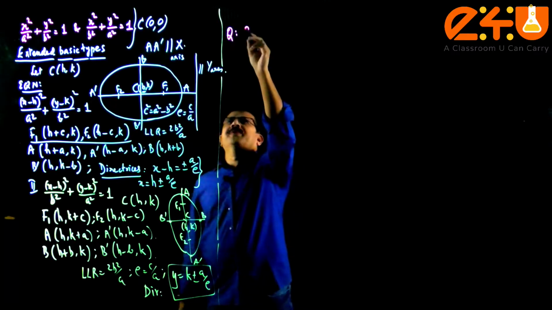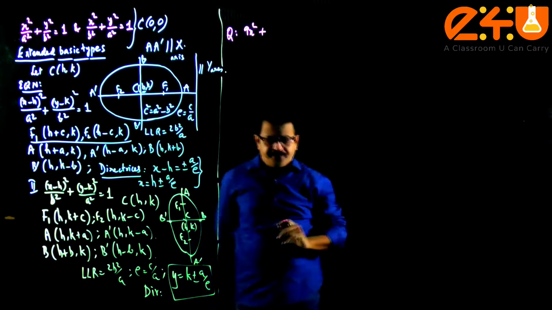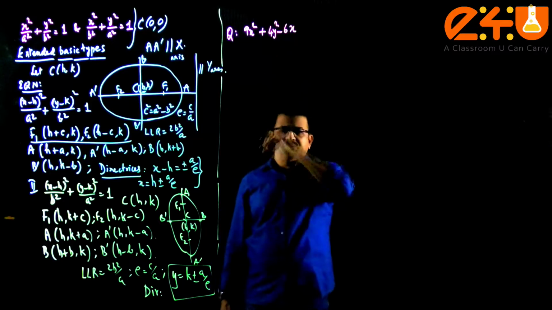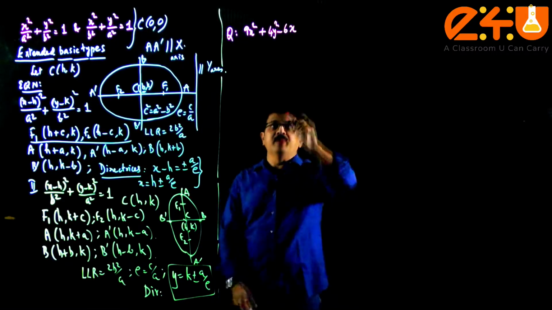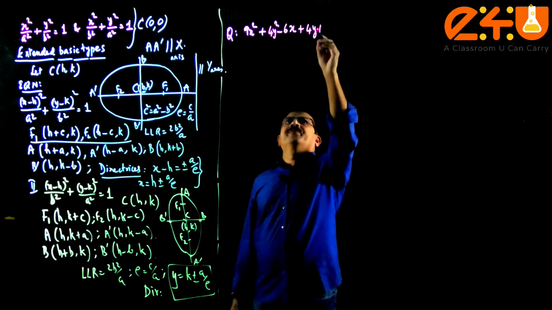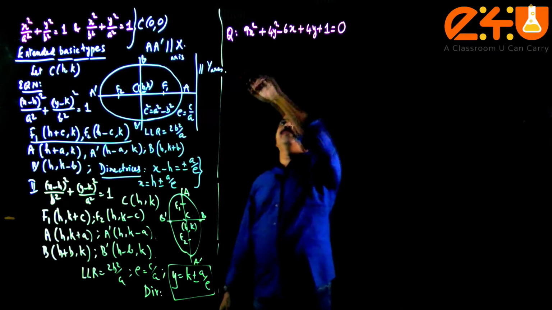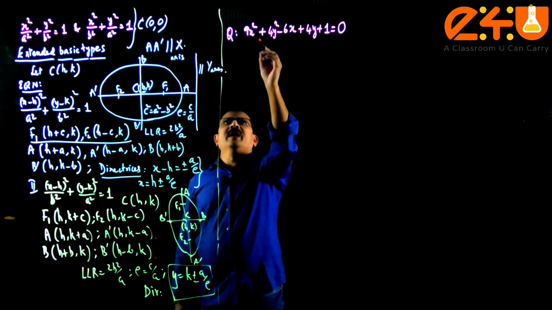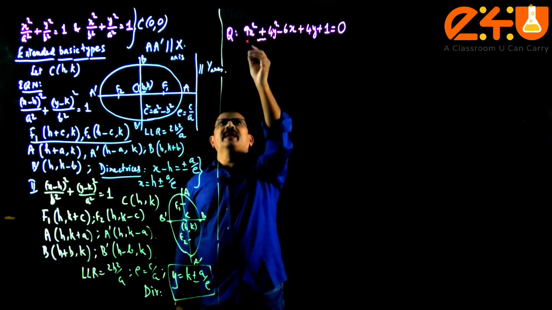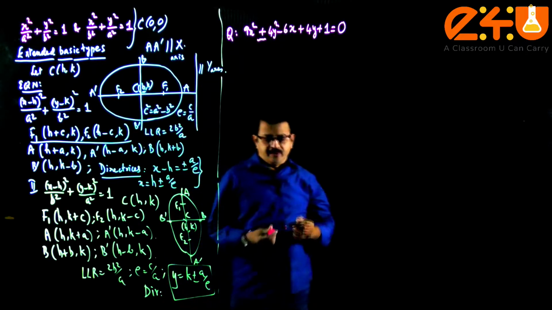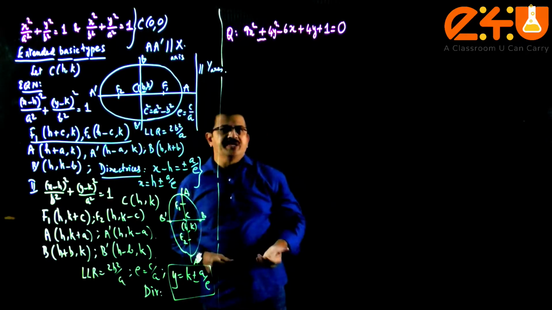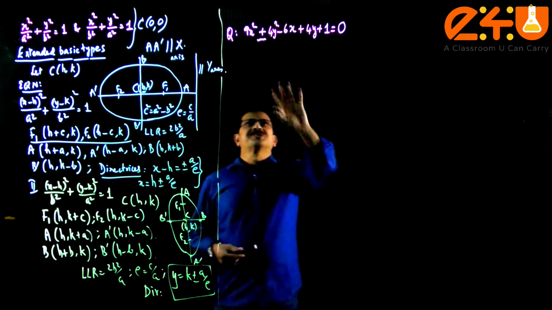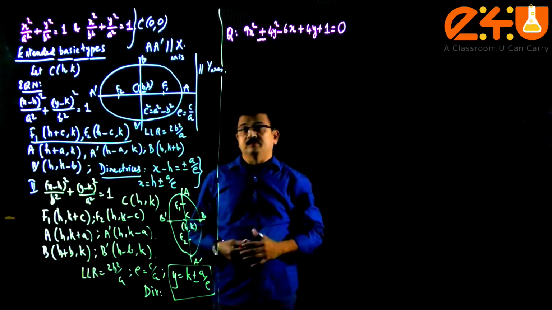Okay, so 9x² + 4y² − 6x + 4y + 1 = 0. This represents the equation of an ellipse merely by looking at the sign between the x² term and the y² term. If the sign between the x² term and the y² term is positive, you understand it is an ellipse, of course fulfilling all the other criteria.